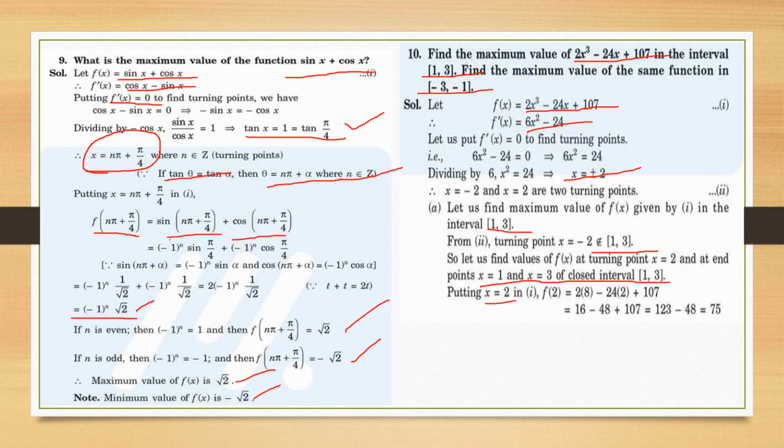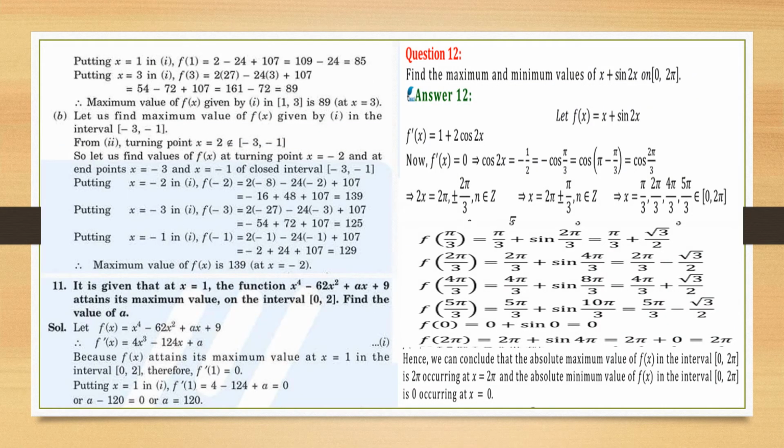You have to check all these values of the function. For x equal to 2, I'll get the value as 75. At x equal to 1, f of 1 will be 85, and at x equal to 3 it is 89. Hence the maximum value of the function is 89 at x equal to 3.